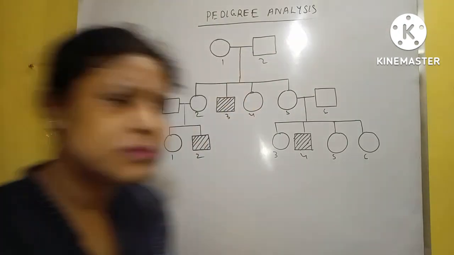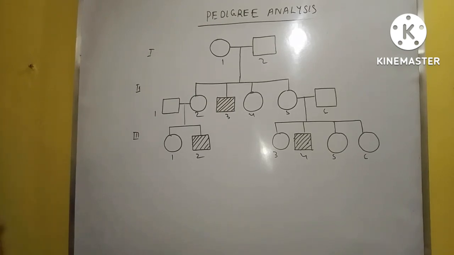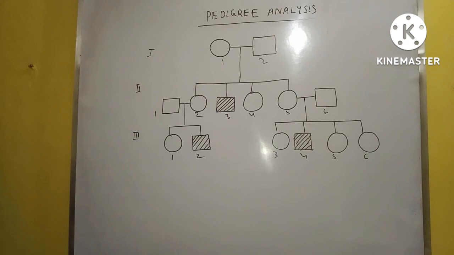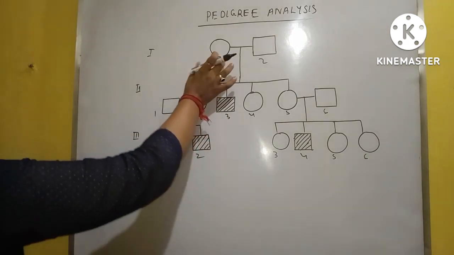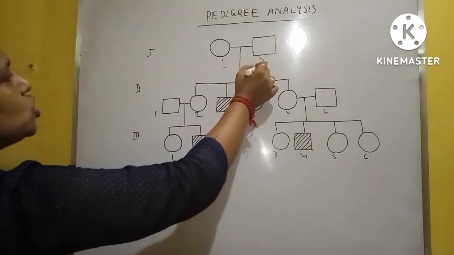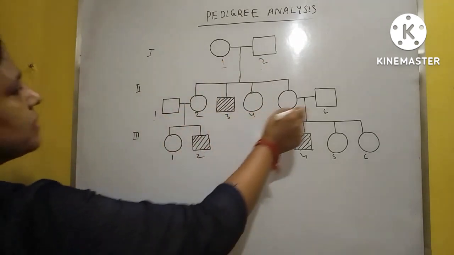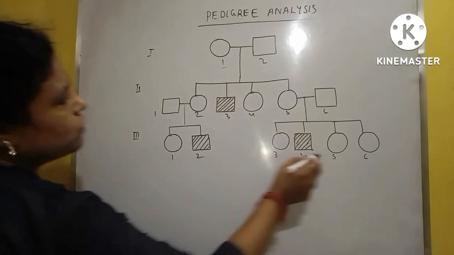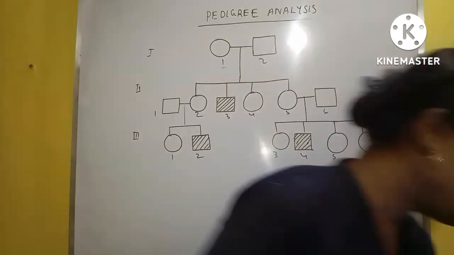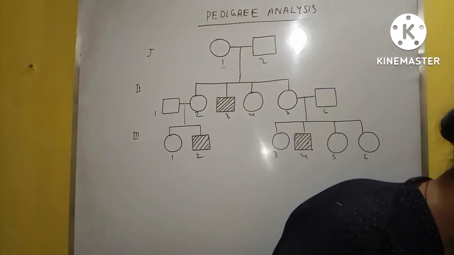Okay, let's start. You can see here these are the generations, first, second and third. These are the generations and these are the numbers of individuals. Here this is 1, 2, this is 1, 2, 3, 4, 5, 6 and 1, 2, 3, 4, 5, 6. So firstly, identify whether it is autosomal or sex-linked.